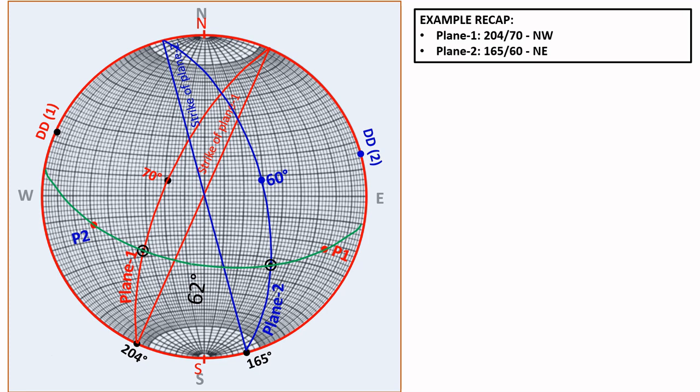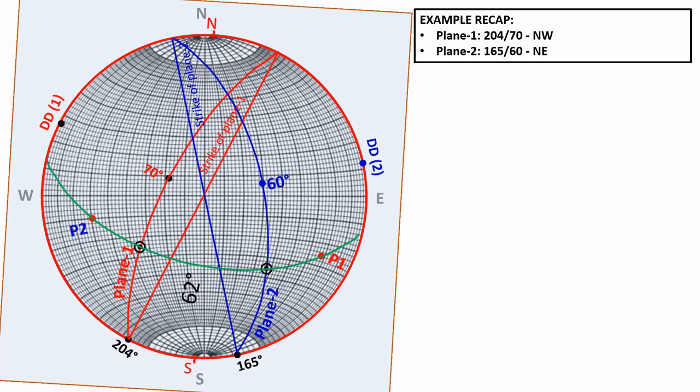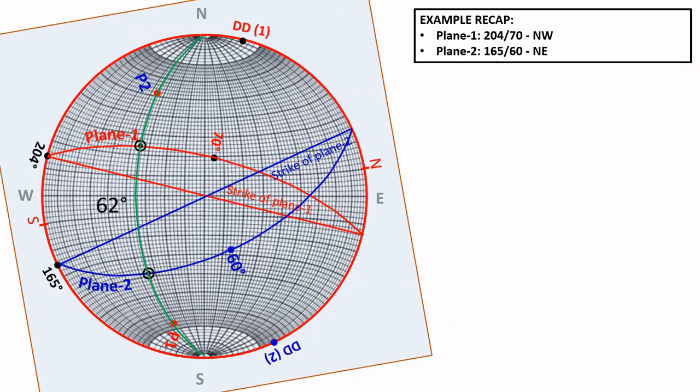Here we have to find the bisector of the angle and its plane. To find the bisecting point, align the great circle with the north-south of the net. The angle between the 2 planes is 62 degrees. Half this angle is 31 degrees. Starting from one intersection point, measure 31 degrees along the great circle and mark this point. This point is the bisector of the angle between the planes.